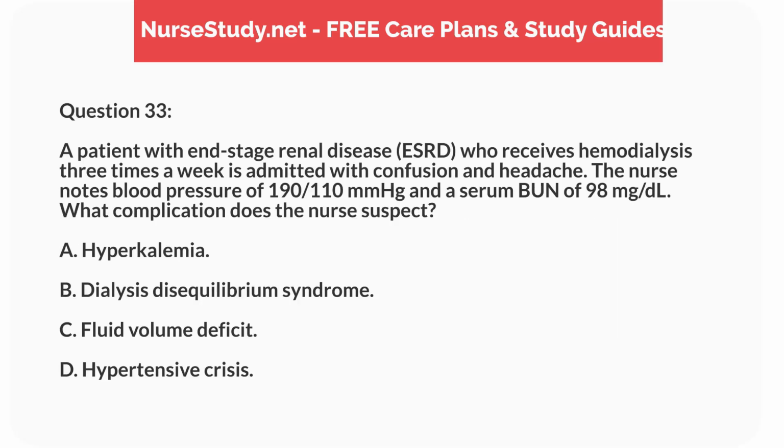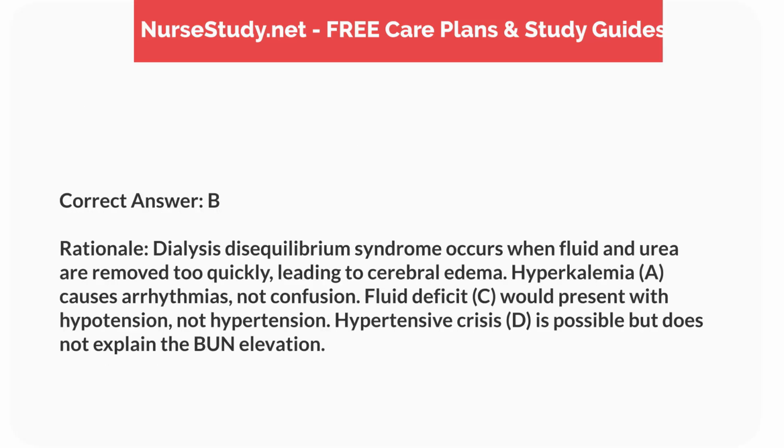Question 33. A patient with end-stage renal disease, ESRD, who receives hemodialysis 3 times a week is admitted with confusion and headache. The nurse notes blood pressure of 190 over 110 millimeters of mercury and a serum BUN of 98 milligrams per deciliter. What complication does the nurse suspect? A. Hyperkalemia. B. Dialysis disequilibrium syndrome. C. Fluid volume deficit. D. Hypertensive crisis. Correct answer, B.